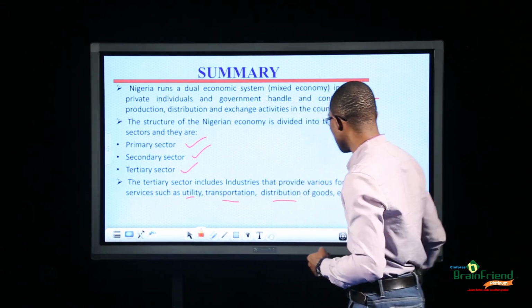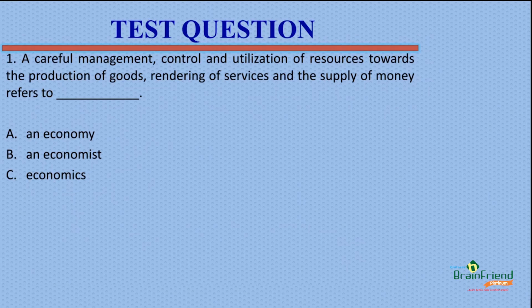Let's take a few test questions. Question number 1. A careful management, control, and utilization of resources towards the production of goods, rendering of services, and the supply of money refers to A. An economy, B. An economist, C. Economics. The right answer to this question is option A.